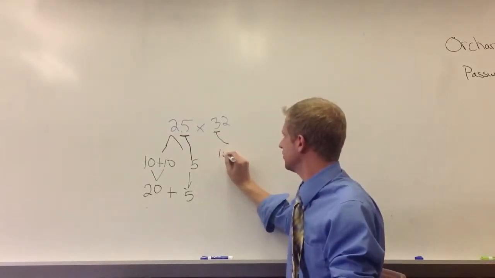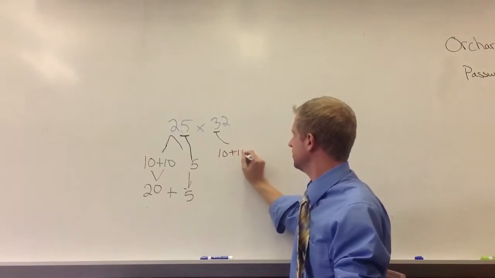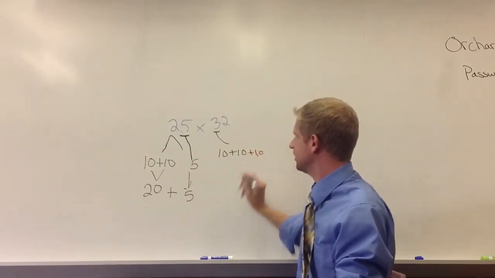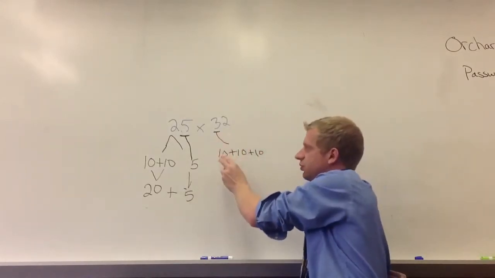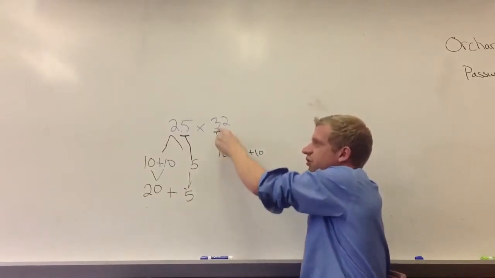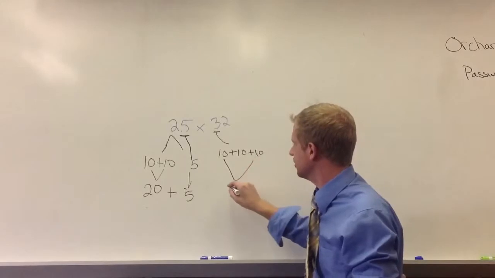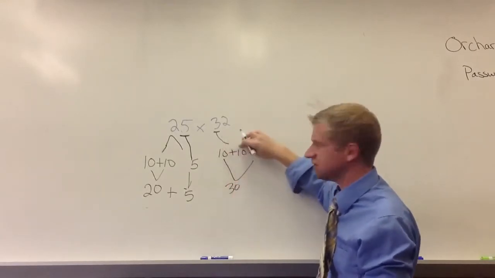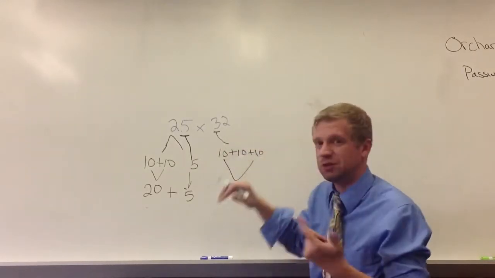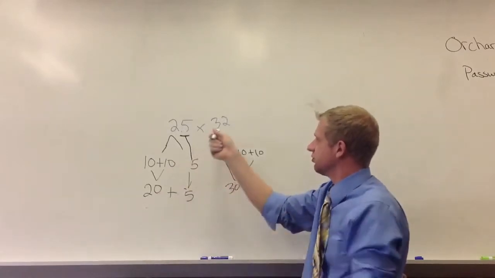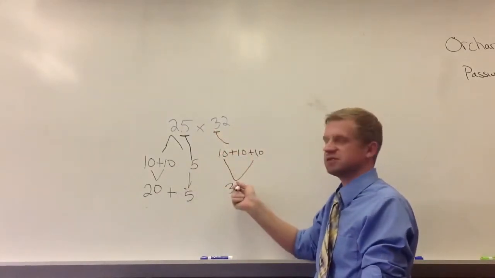So it's really equal to 10 plus 10 plus 10. So the 3 is equal to 10 plus 10 plus 10. There's 3 groups of 10. That's what the 3 is telling us. And we know if we add all those together, we get 30, because 10 plus 10 is 20, plus 10 more is 30. So the 3 is telling us there's 3 groups of 10, which gives us 30.